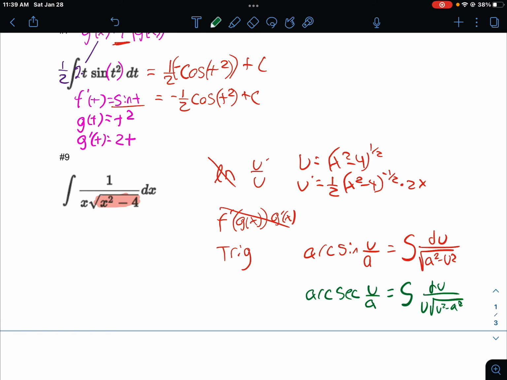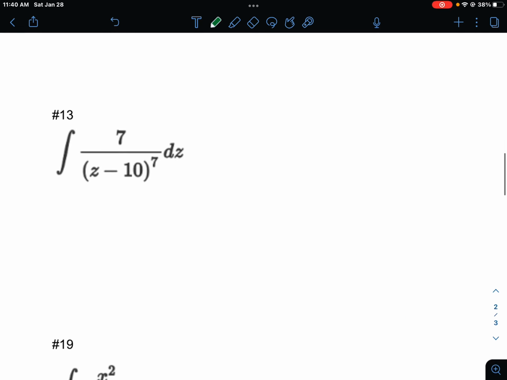Okay. Well, first off, a is going to be 2. U is going to be x. And the derivative of u is the derivative of x, which is just 1. So this fits the form just fine. This entire thing is going to reduce to arc secant of u, which is x over 2 plus c. Okay. Is there a 1 over u in front of it? I should have had this up when we started. All right, and that's about it. Okay, let's go ahead and move on to the next one.